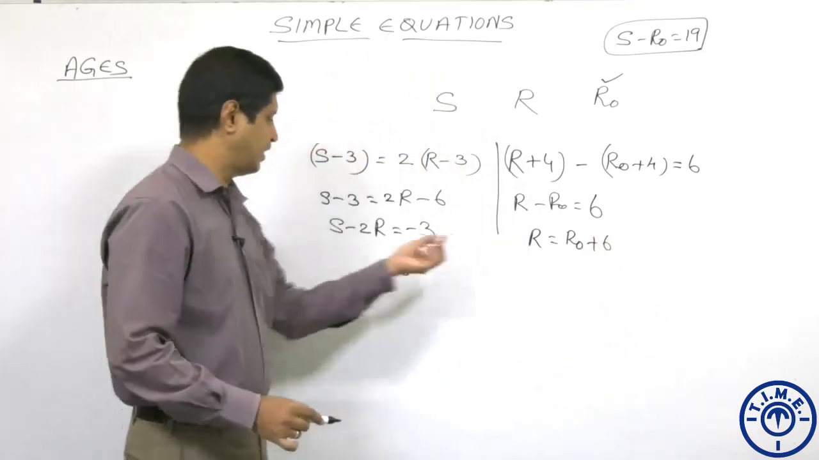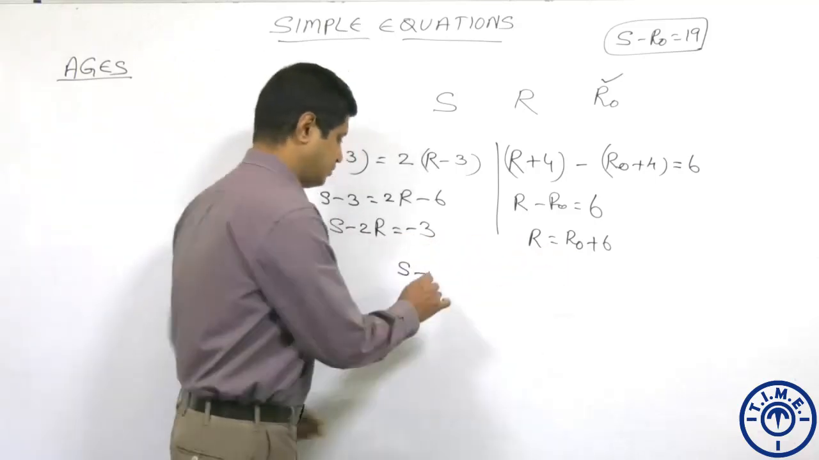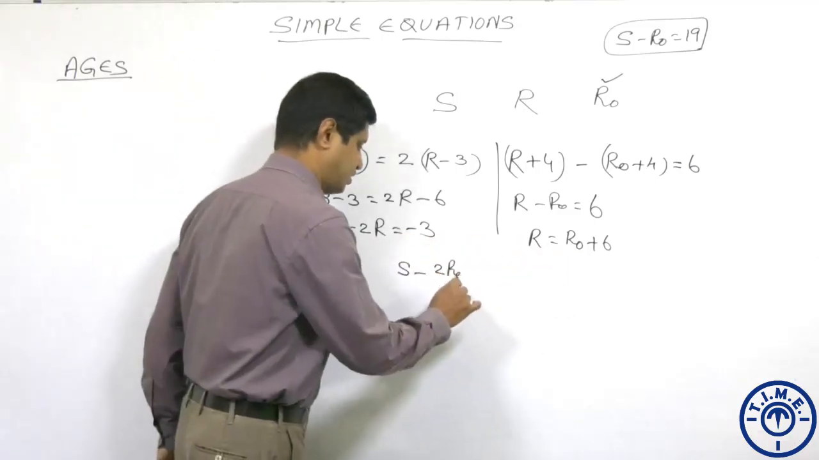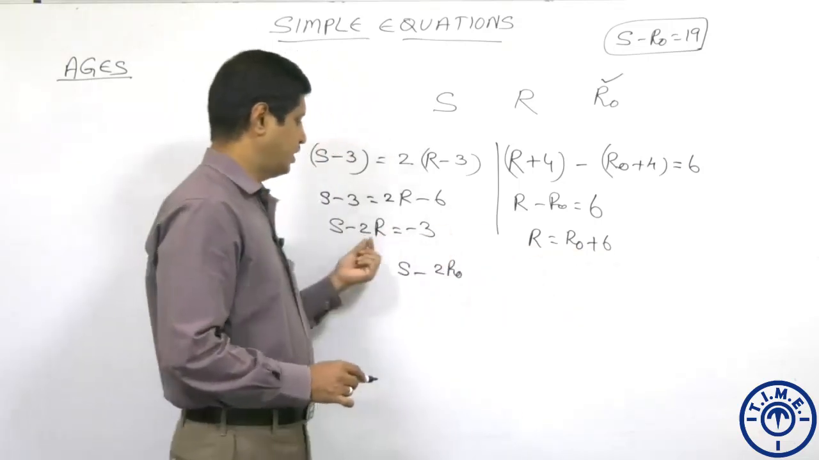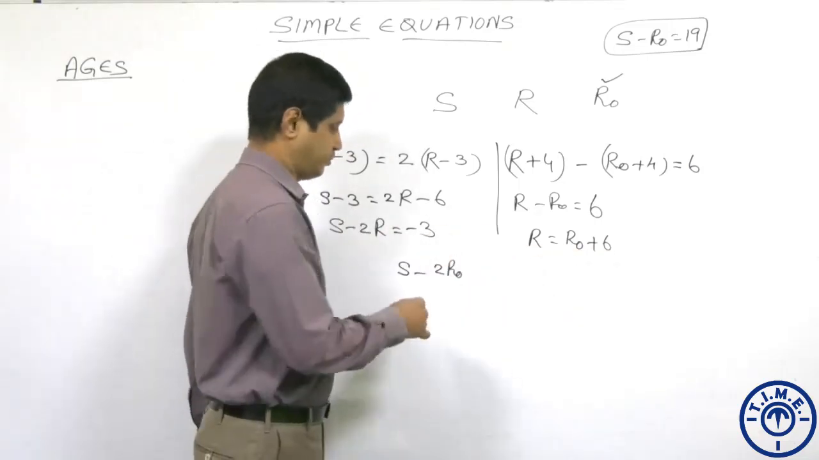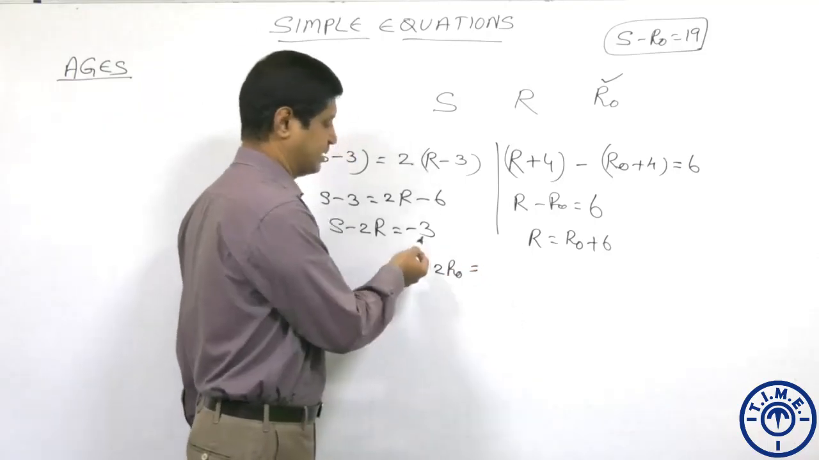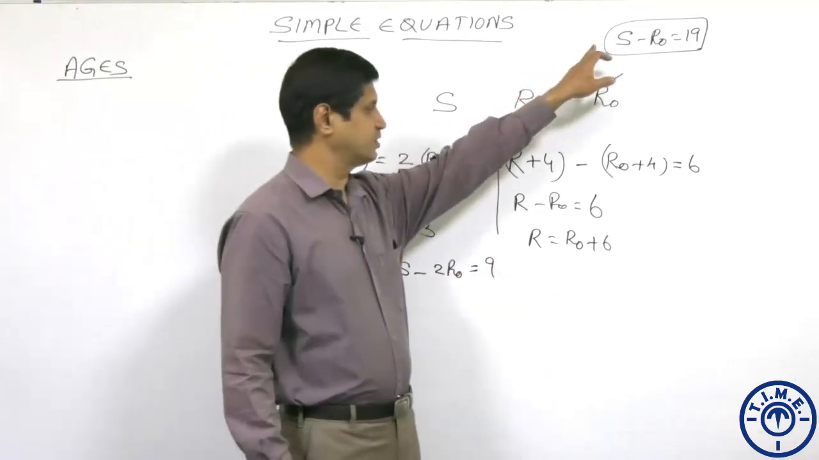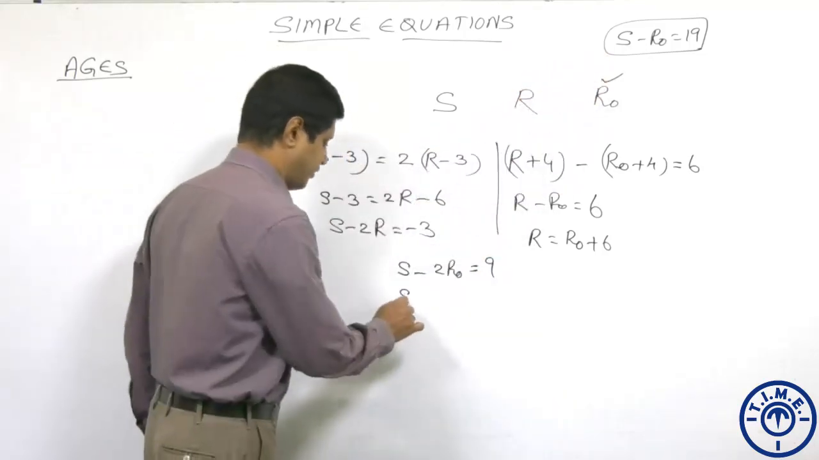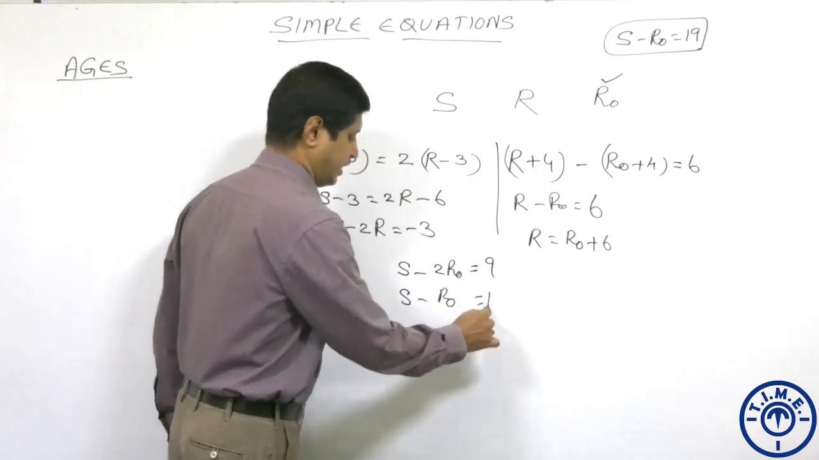Now, in place of R, when you substitute, what we get? S minus 2 times of Rohit, and here 2 times of 6 means 12. When you take the other side, it becomes positive 12. Positive 12 minus 3, it is 9. So, what is the other equation here? Shravan minus Rohit, the value is 19 years.